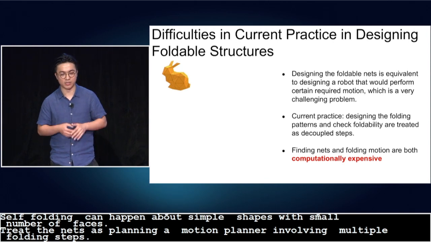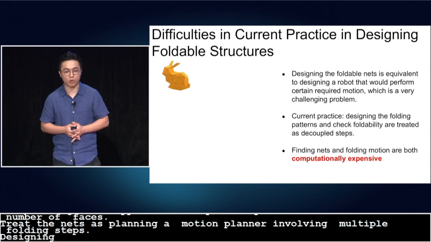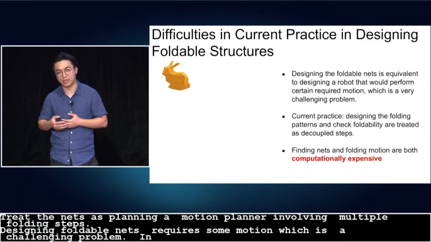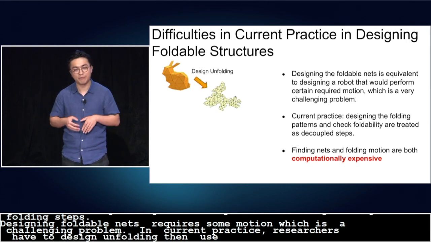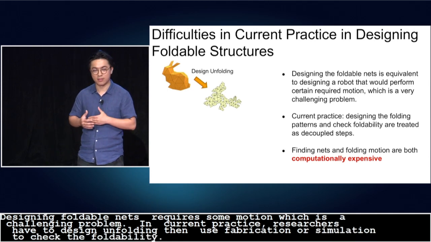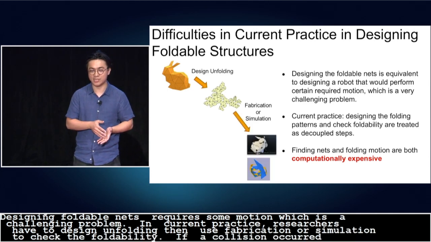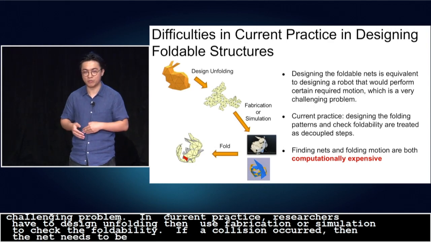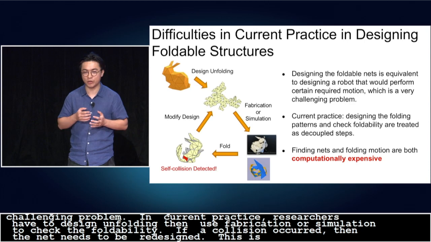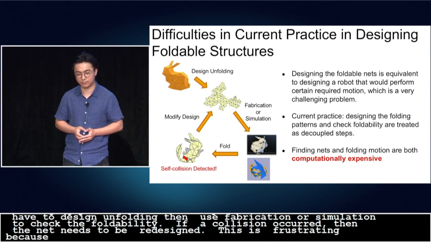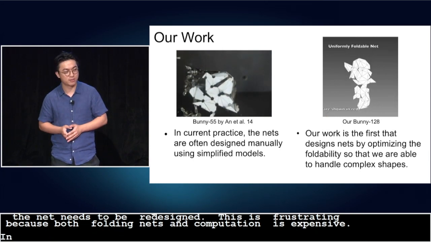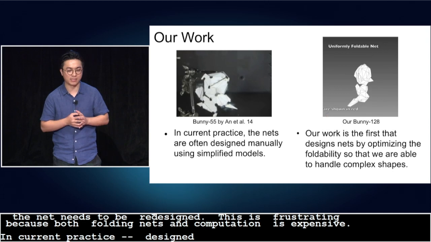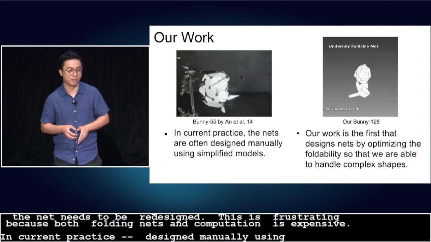Designing foldable nets is similar to designing a robot that would perform a certain required motion, which is a very challenging problem. In current practice, researchers have to design an unfolding, then use fabrication or simulation to check the foldability. If a collision occurs, then the whole net needs to be redesigned. This is frustrating because both finding the net and planning the folding motion are computationally expensive. In current practice, the nets are often designed manually using simple models. Our work is the first that designs the nets by optimizing the foldability, so that we're able to handle much more complex models.